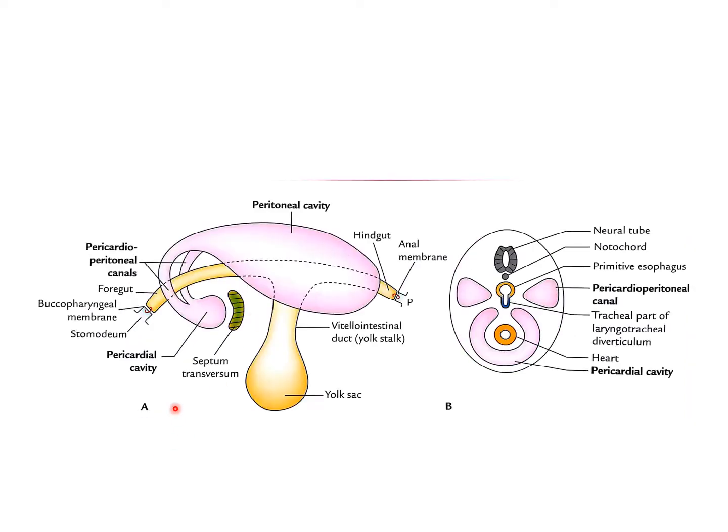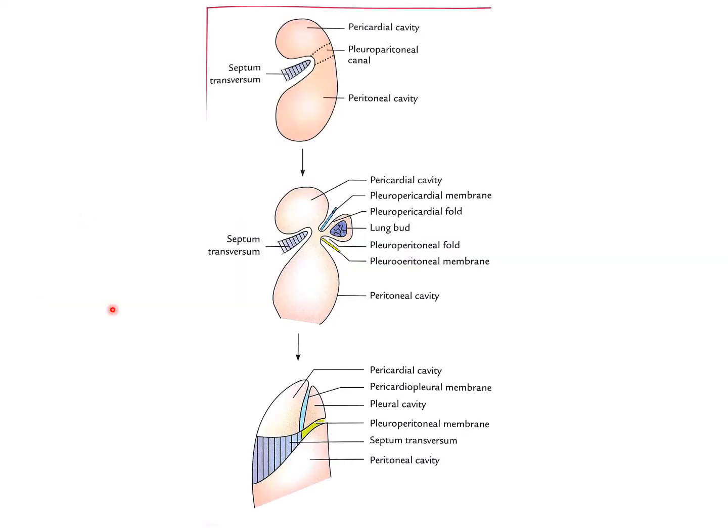Now let us see this diagram, mainly concentrating on the peritoneal cavity, pericardial cavity and the pericardio-peritoneal canals and their relation to the diaphragm, I mean to say the septum transversum. Earlier, the septum transversum was cranial-most, but with the cranial folding of the developing embryo, the septum transversum lies caudal to the pericardial cavity. This is a slide showing the relationship of the septum transversum with the intraembryonic coelom.